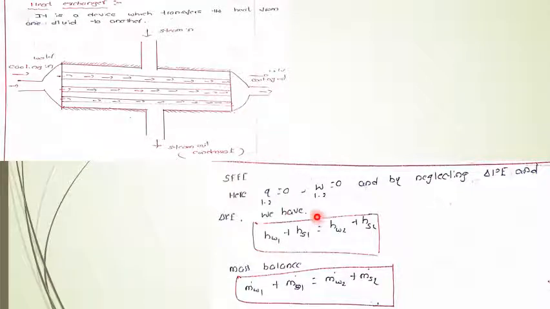So for this heat exchanger, the steady flow energy equation will be this. This is the enthalpy of water plus enthalpy of steam at inlet equal to the enthalpy of water plus enthalpy of steam at the outlet. Both should be equal. This is the mass balance. Mass flow rate of water at inlet plus mass flow rate of steam at inlet is equal to mass flow rate of water plus mass flow rate of steam at outlet. So both should be equal. This is the energy balance and this is the mass balance for the heat exchanger.